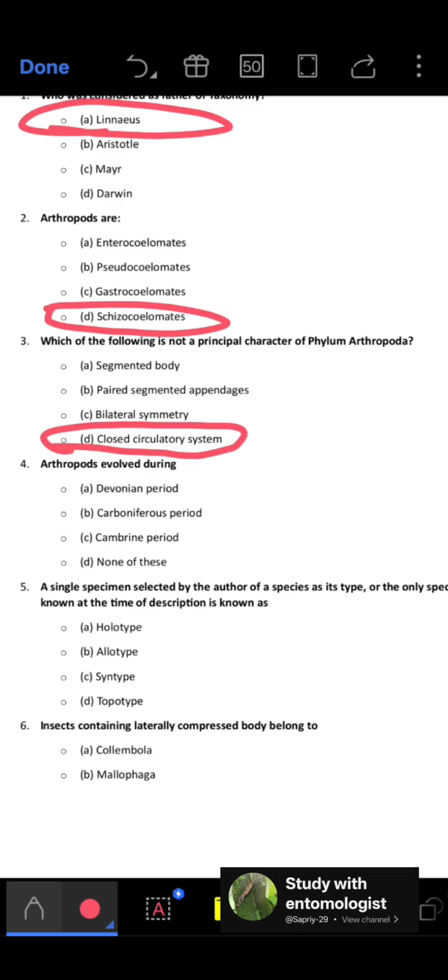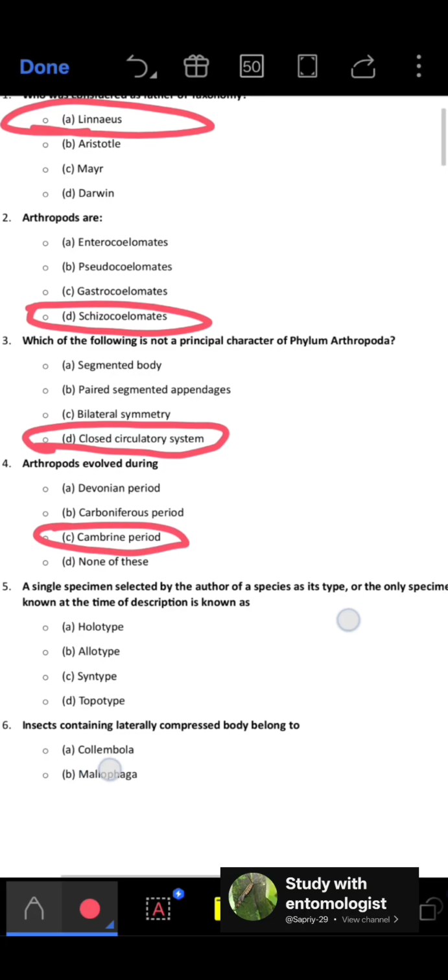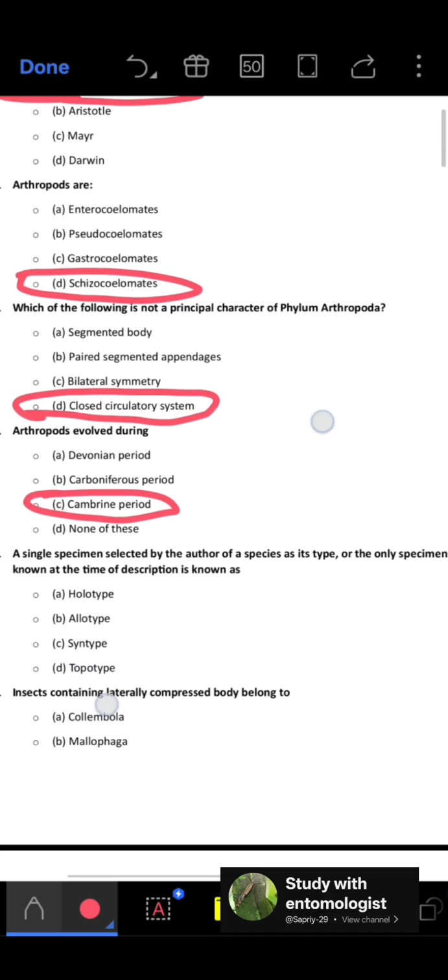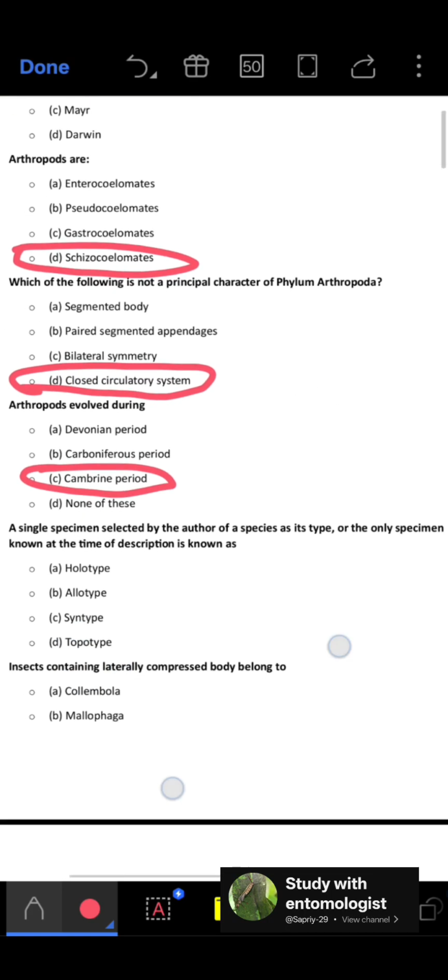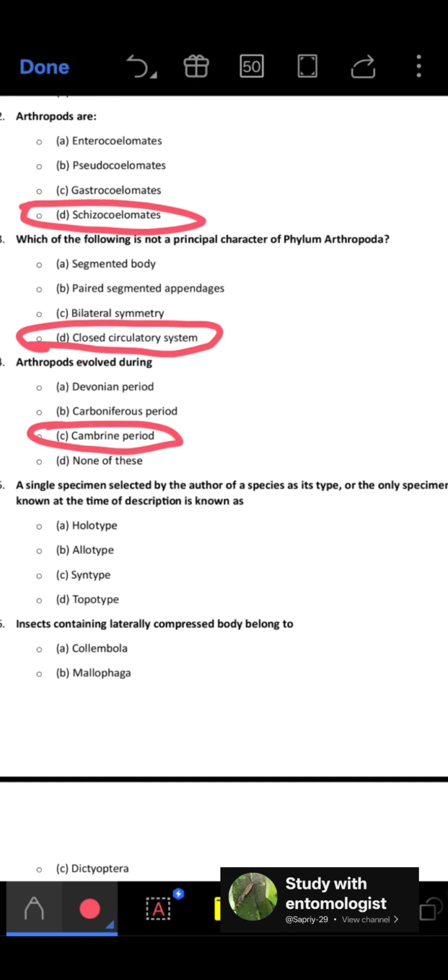Next, arthropods evolved during the Cambrian period. Next is, a single specimen selected by the author of a species as its type, or the only specimen known at the time of description, is known as? So the answer will be holotype.